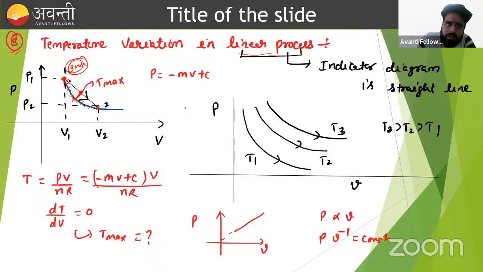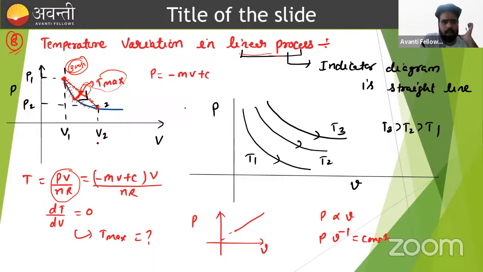Okay. It means at some point it will increase and reach a maximum value. Again, it will decrease in order to get 300. This is the point where we can say we get the maximum temperature. And by mathematics, beta, we can find the value of temperature from PV equal to nRT, T equals PV upon nR.